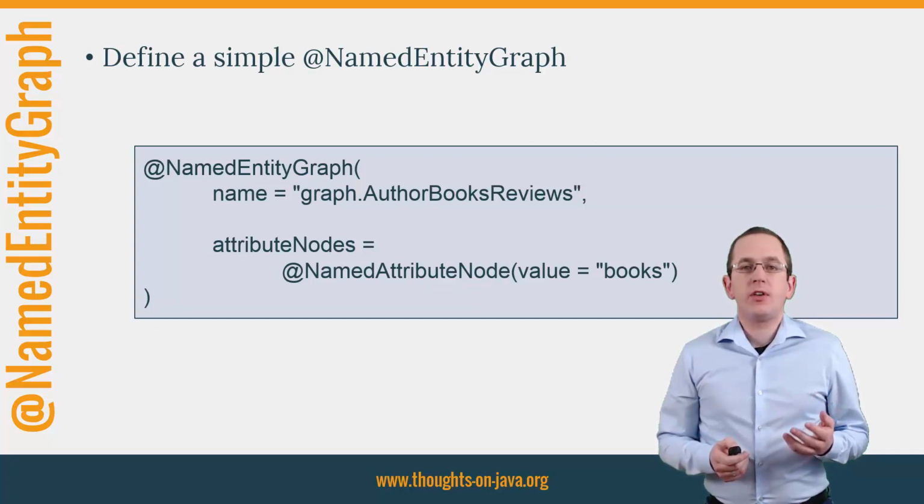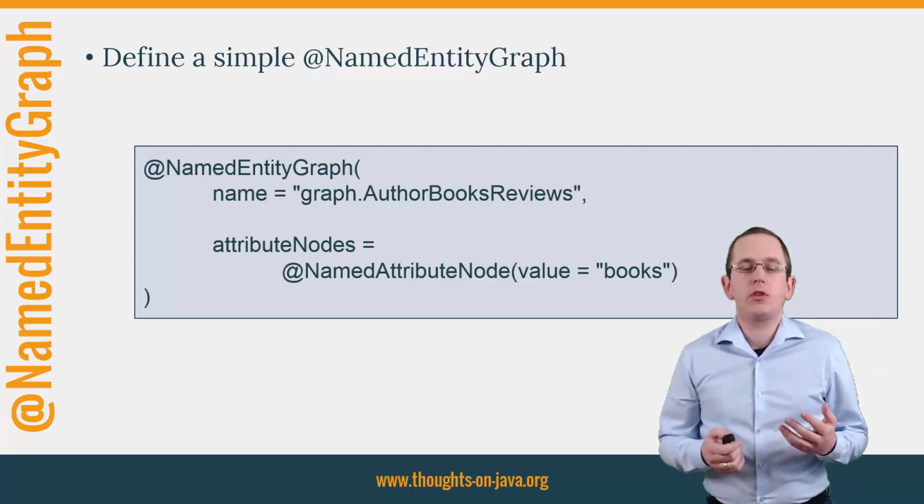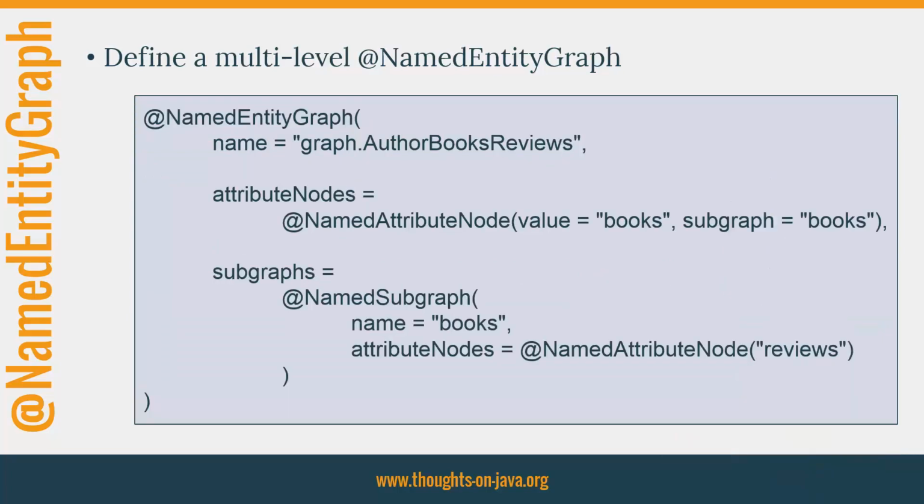As you can see here, the definition of a named entity graph is quite simple. You only need to provide the name of the graph and a list of attribute nodes which shall be fetched with the query. The graph in this code snippet can be used together with a query that selects author entities to tell Hibernate to also initialize the books property, which keeps a list of book entities. Okay, defining that graph was easy.